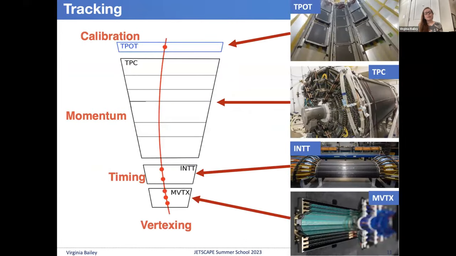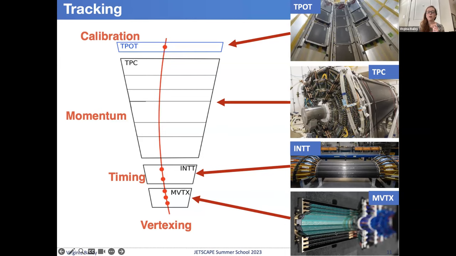So moving on to the tracking systems. The four tracking systems really work together to measure the different aspects of tracks. Each one contributes something special to the fully reconstructed tracks. Starting from the inside, we have the MVTX, the MAPS-based vertex tracker. This is actually based on a similar design to the ALICE inner tracker.